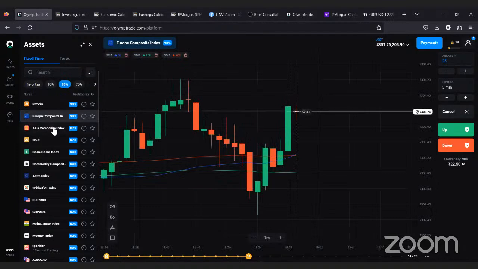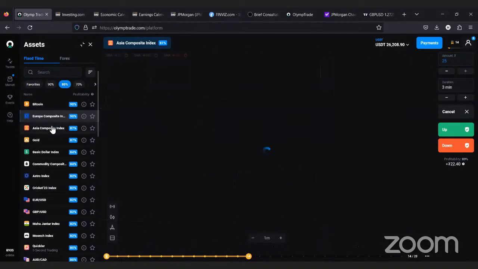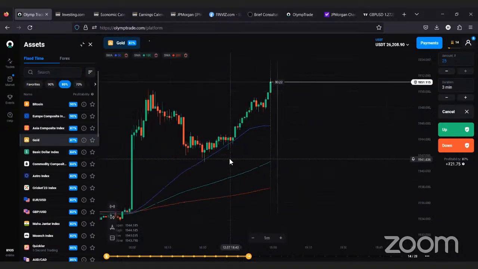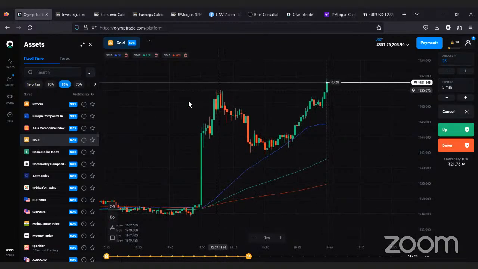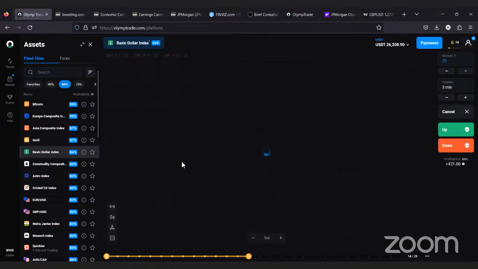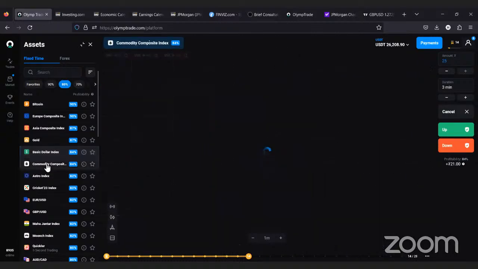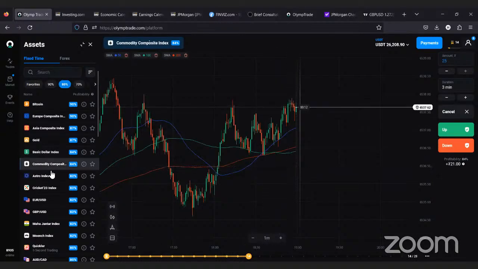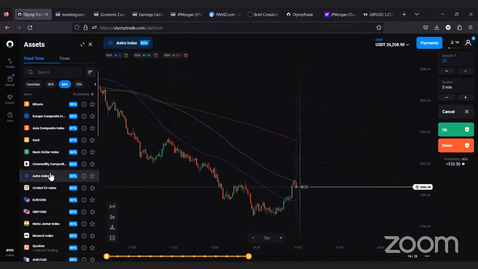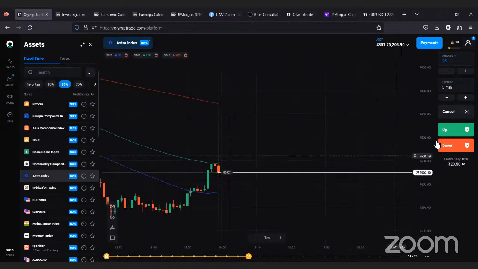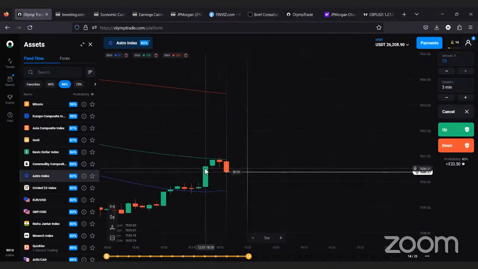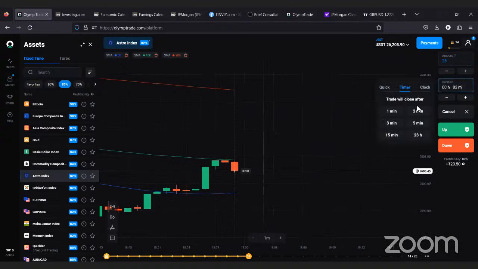Okay, let's try one more time. Somehow, if we are getting something, but the market is actually not good today. It happens sometimes. Gold is high. Okay, the break level. Basic dollar index is going down and down and down. Commodity composite index, nothing we have here. Okay, reversal pattern. So this is the reversal pattern, which we discussed last time.